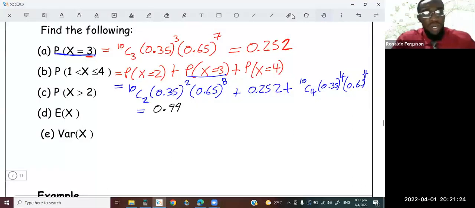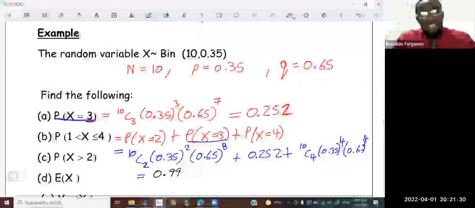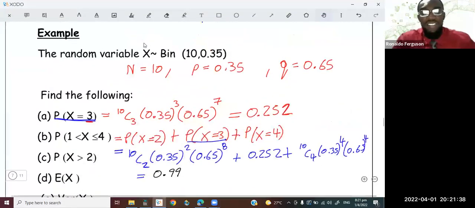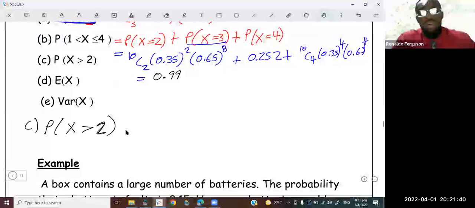How do you work out part C? The probability X is greater than 2. What's coming to your mind? Don't tell me you're going to add probability X equal 3 plus 4 plus 5 plus 6 plus 7 all the way up to 10, because n is 10. How can we work out the probability X is greater than 2?